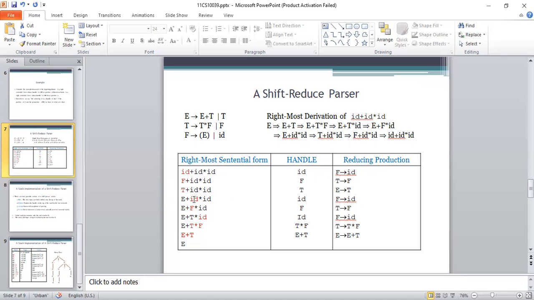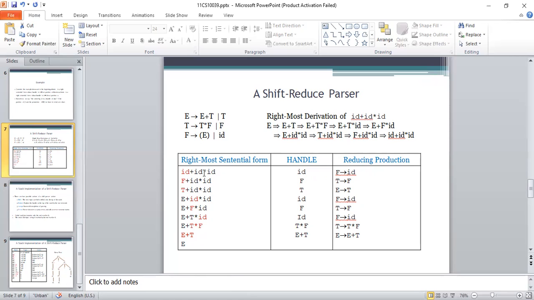Again, for the same ID, we are doing the same operations. F implies ID, the same thing is repeated as we have done in the first step. So for the first ID, F implies ID, T implies F, implies again ID. Here, why are we replacing T implies T star F? Because we have the star production here. So we are replacing using the star production. Again for T star F, it means T here. So this is replaced again with E only. So E plus T is replaced with E only.